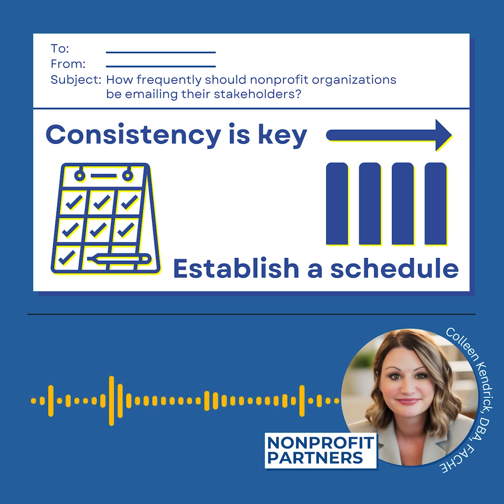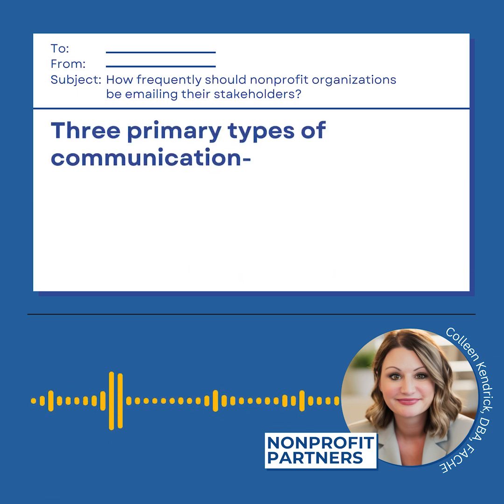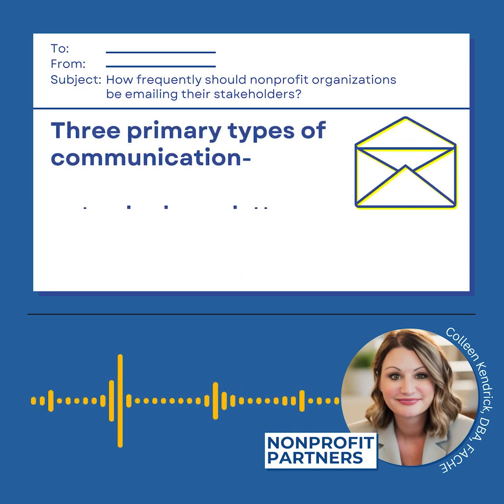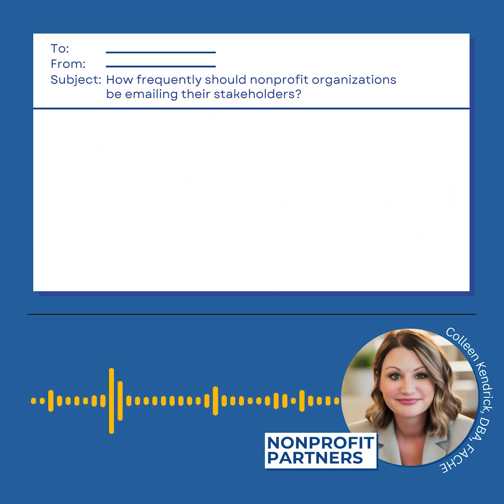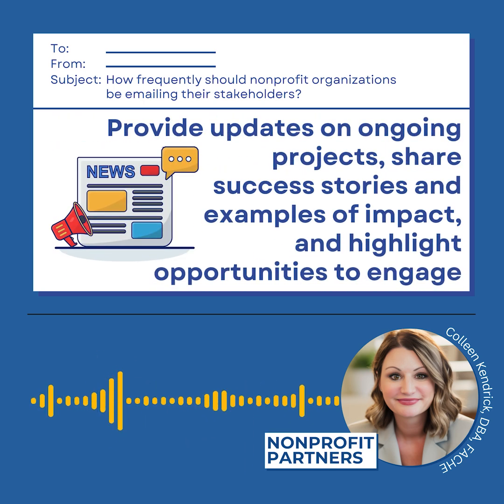In that schedule that you develop, there will likely be 3 primary types of communication: standard newsletters, event-based communication, and appeals. So let's start with newsletters. Monthly newsletters are the most common frequency for nonprofits. They're typically used to provide updates on ongoing projects, share success stories and examples of impact, and highlight opportunities to engage at upcoming events, in volunteer roles, and of course, as a donor.